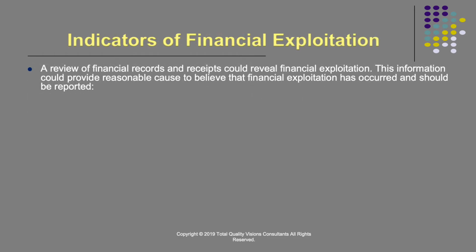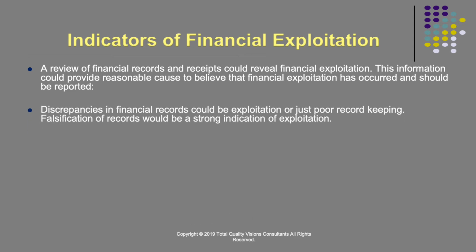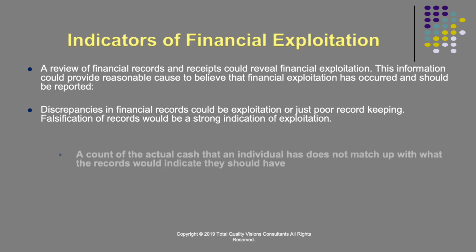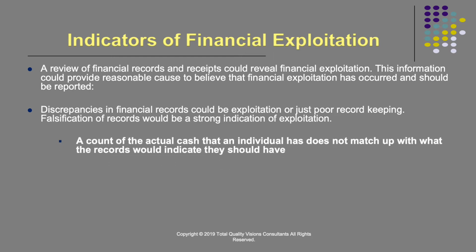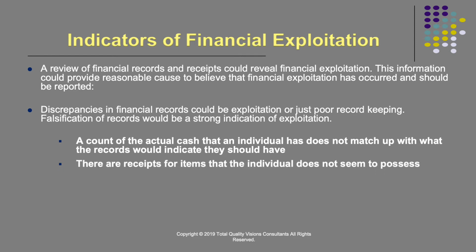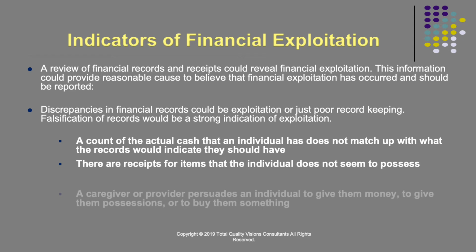A review of financial records and receipts could reveal financial exploitation. This information could provide reasonable cause to believe that financial exploitation has occurred and should be reported. Discrepancies in financial records could be exploitation or just poor record keeping. Falsification of records would be a strong indication of exploitation. The actual cash that an individual has does not match up with what the records indicate they would have. There are receipts for items that the individual does not seem to possess.